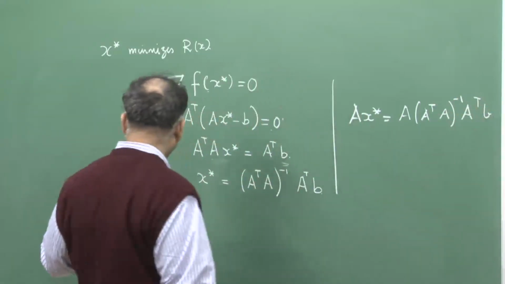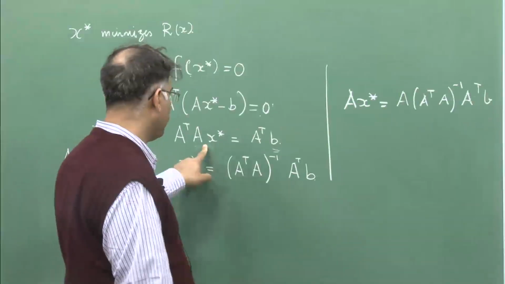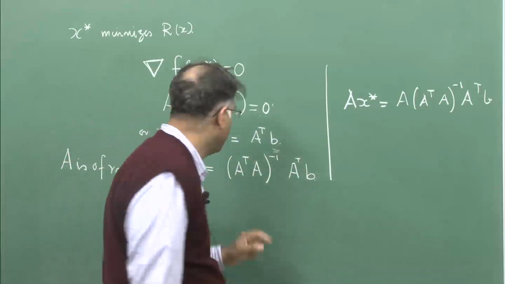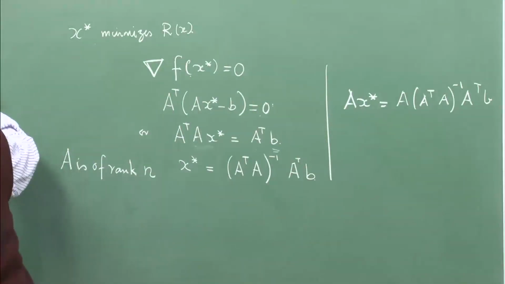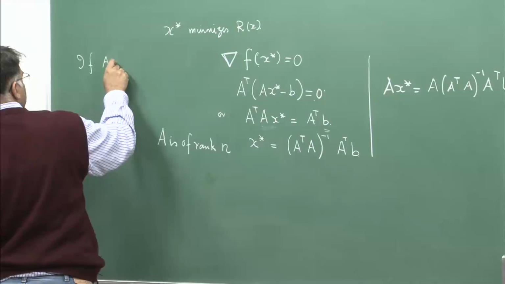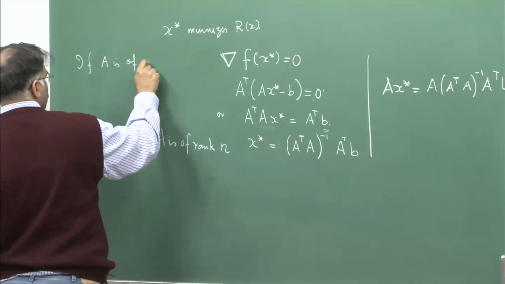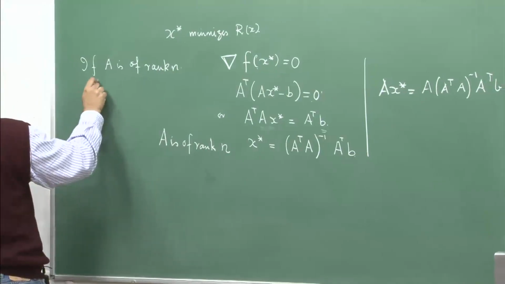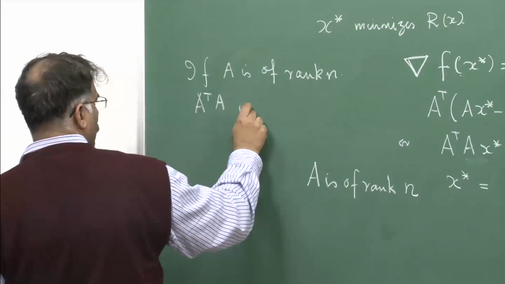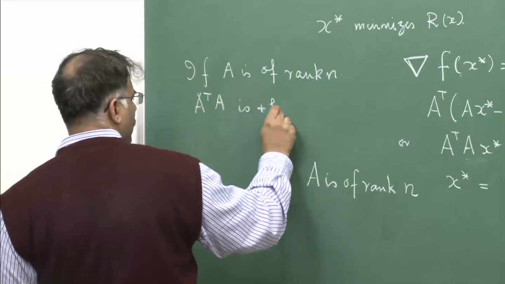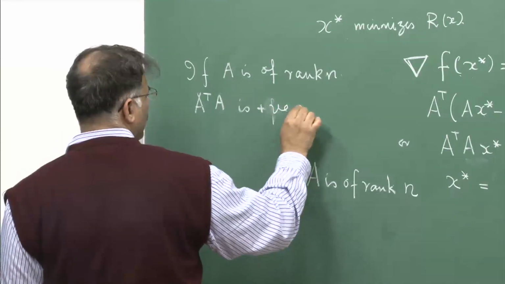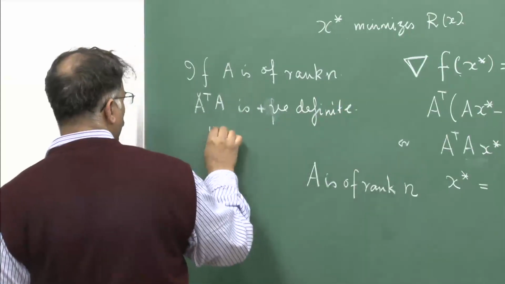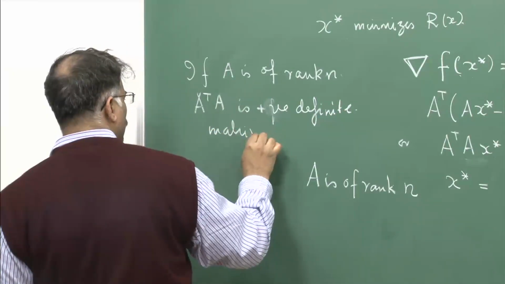See, because A is of rank n, A transpose A becomes a positive definite matrix. That is very important, and that is why it is invertible. So, if A is of rank n, A transpose A is a positive definite matrix. You prove this in the homework. So, this is your homework.